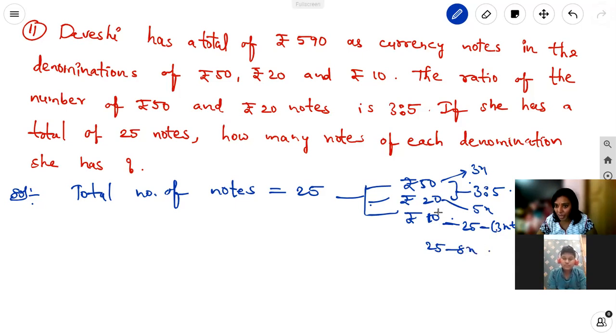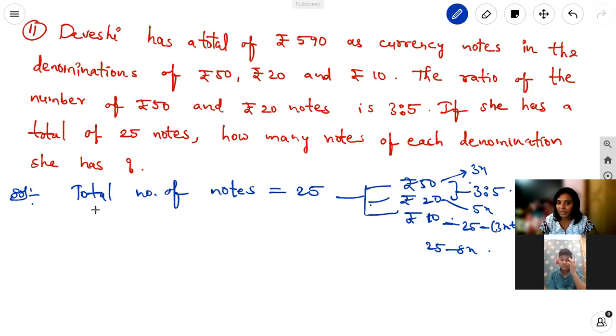The sum of all notes equals 590 rupees. Here 3x is the number of notes of 50 rupees. But how much amount is it? 3x into 50 rupees plus 5x into 20 rupees plus (25 minus 8x) into 10 rupees is equal to the total amount she has, that is 590 rupees.